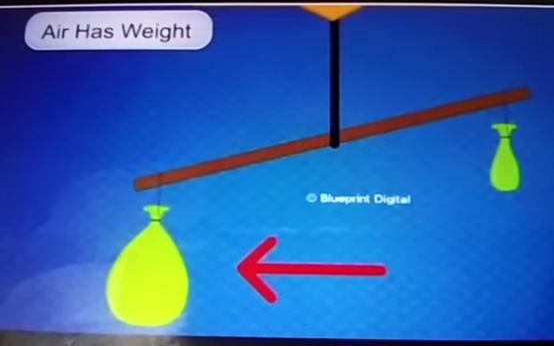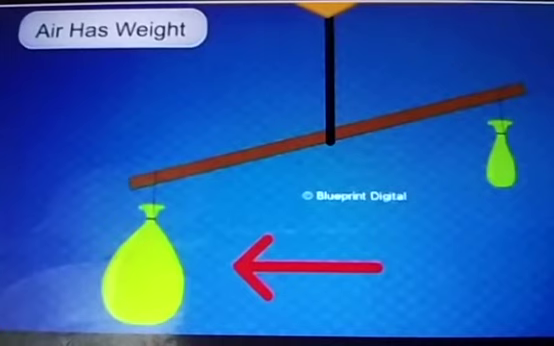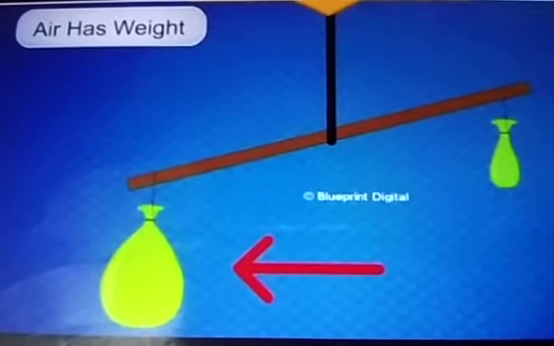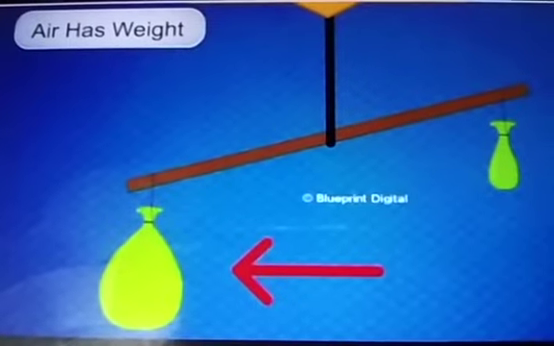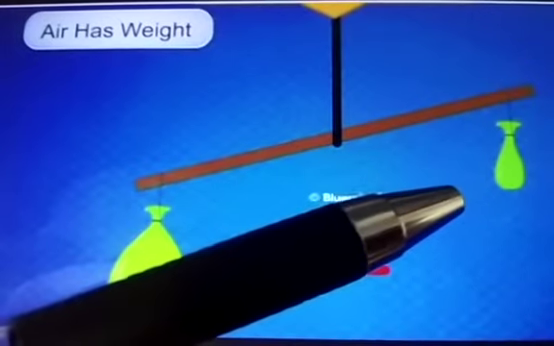But does air occupy space? That we will find out with this activity. First thing is you take a deflated balloon. Deflated balloon means a balloon which does not have air in it. That is called a deflated balloon.